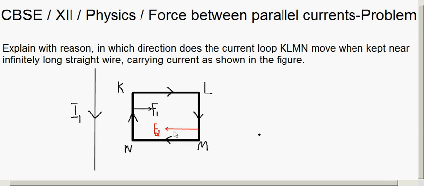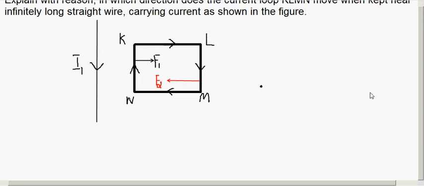Now which force is greater? The loop will move along the direction of that force. Because KN is nearer to the conductor, F1 will be greater than F2, and hence the loop will move away from the infinite current carrying wire AB. Now we'll write down these things.